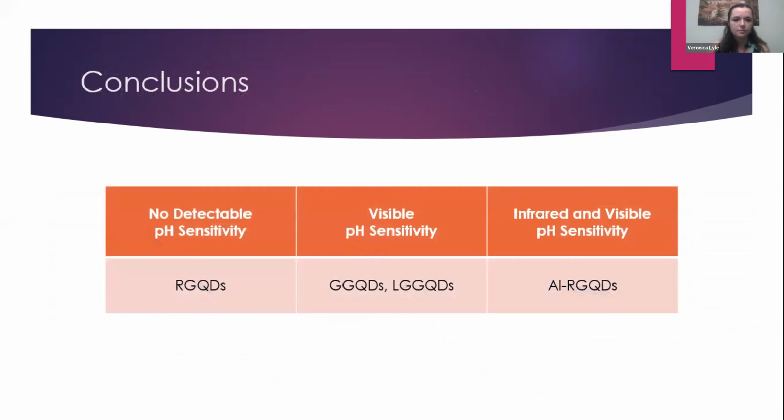So our conclusions: there doesn't seem to be any pH correlation between RGQDs and their fluorescence spectra. There is notable visible pH sensitivity for GGQDs and LGGQDs, which merits further investigation. And infrared and visible pH sensitivity were both positive for aluminum RGQDs, which should definitely be further investigated.